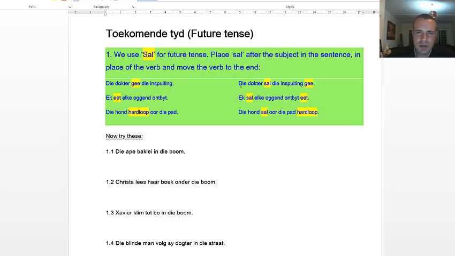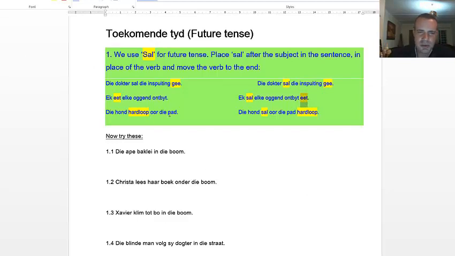Okay, so this is your first rule. So how does it change? Well, die dokter, now you put in the word sal, which is will. Die inspuiting gee. So that gee, can you see, is now at the end of the sentence, and you replaced it with sal. There's your answer. Okay, let's do the other two. Ek eet elke oggend ontbyt. I eat breakfast every morning. Eet is your verb, it needs to go to the end, and it gets replaced with sal. That is how you put it in the future tense.